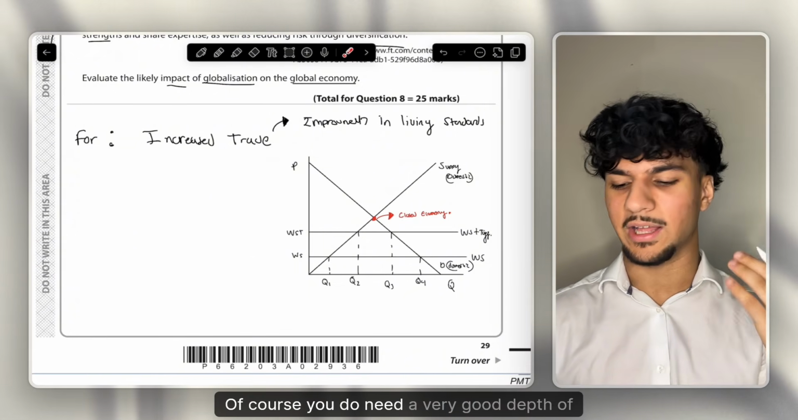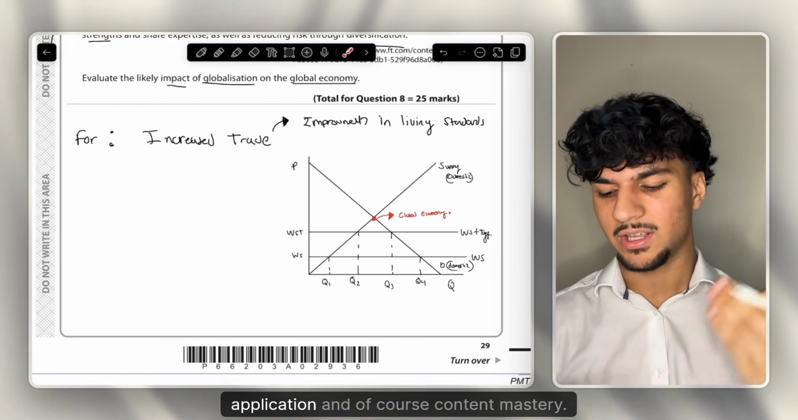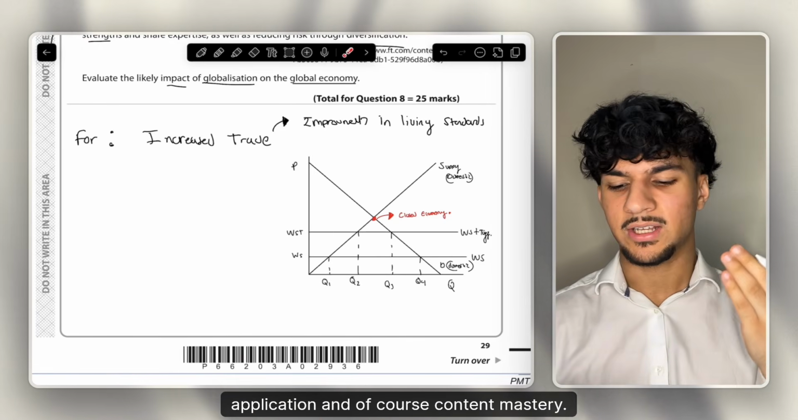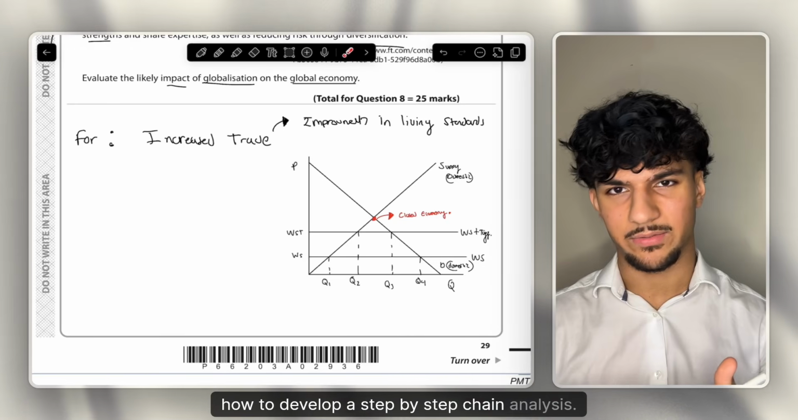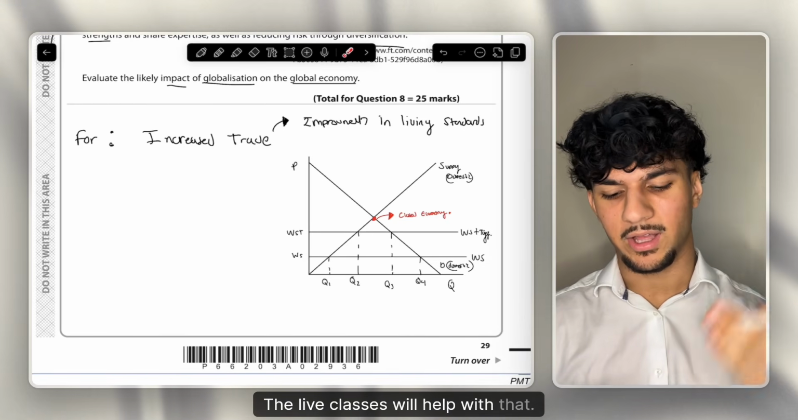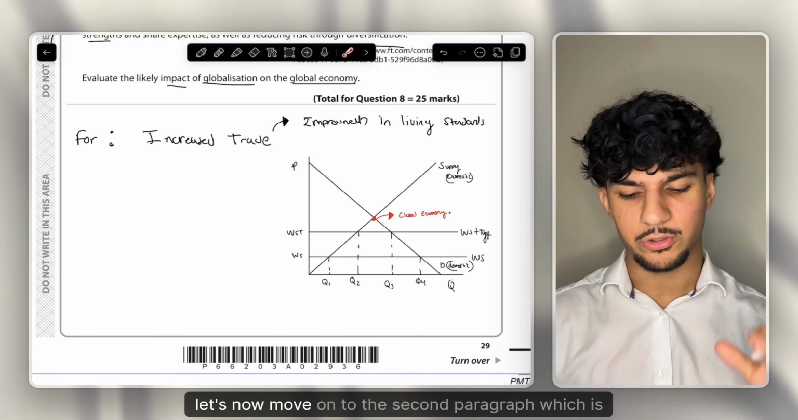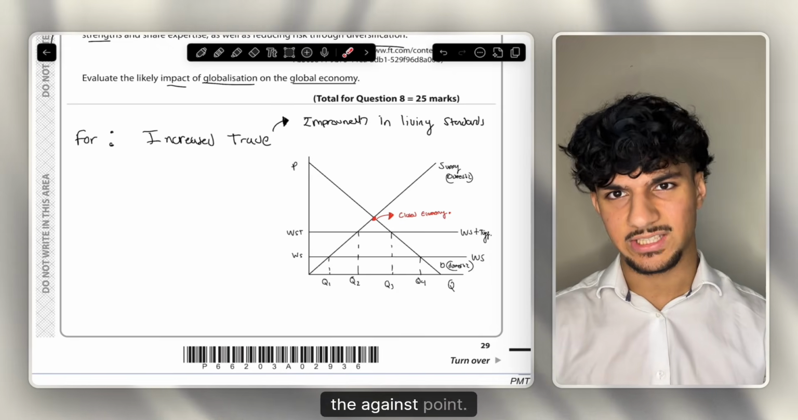Of course, you do need a very good depth of application, and of course content mastery, knowing how to develop a step-by-step chain of analysis. The live classes will help with that. But yeah, let's now move on to the second paragraph, which is the against point.